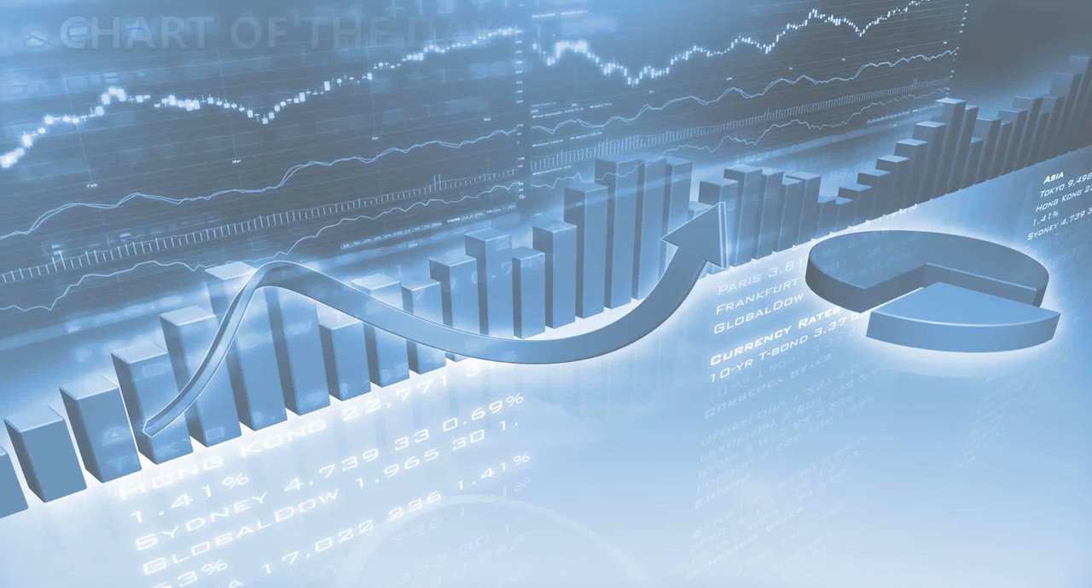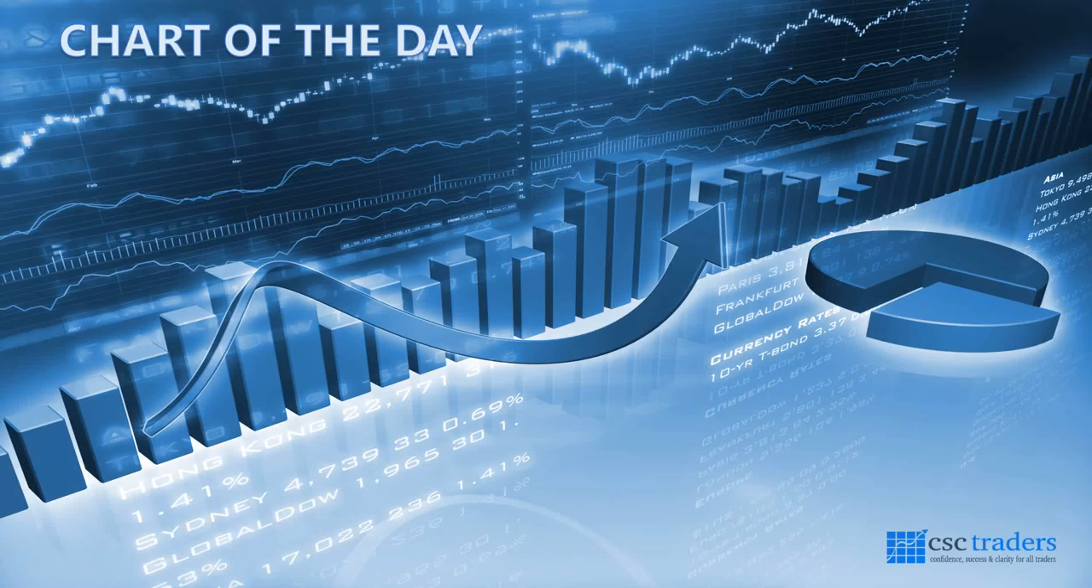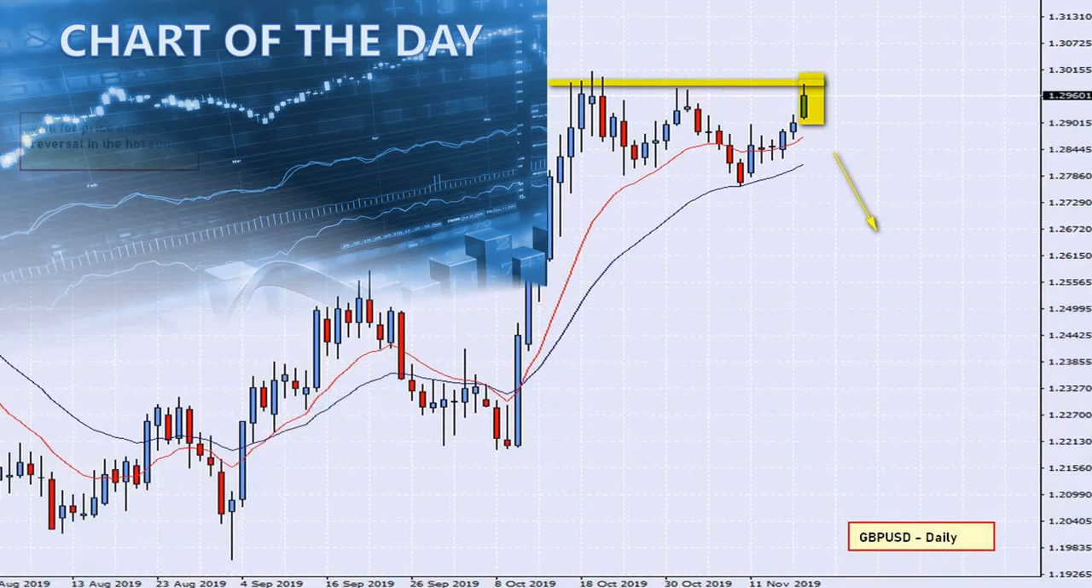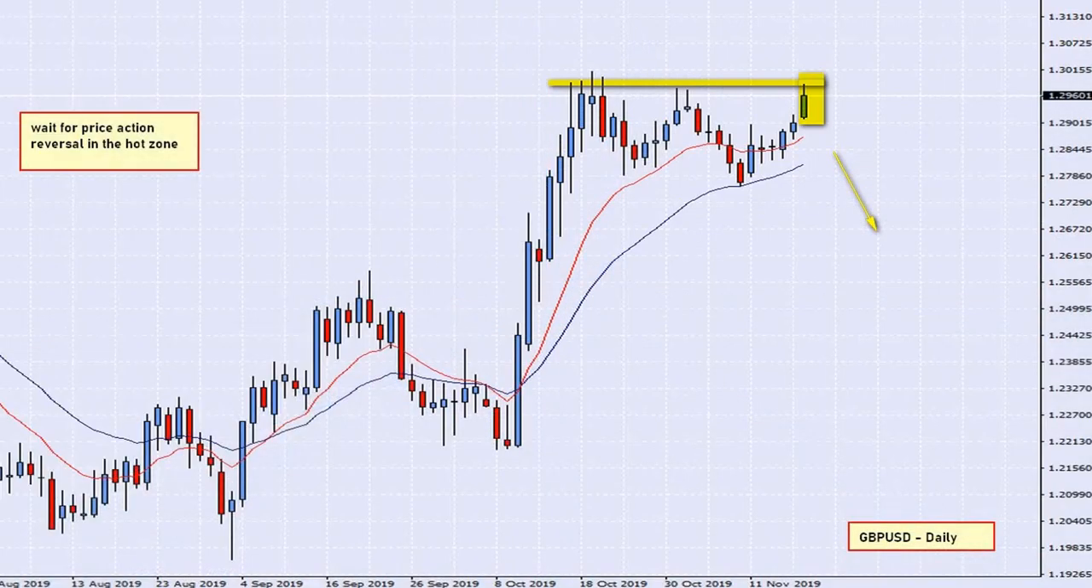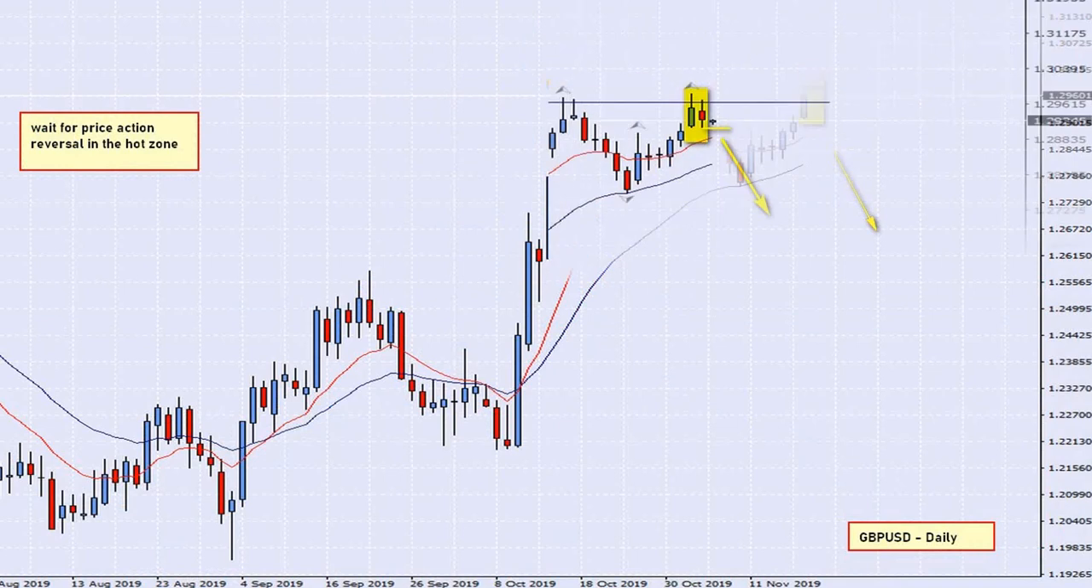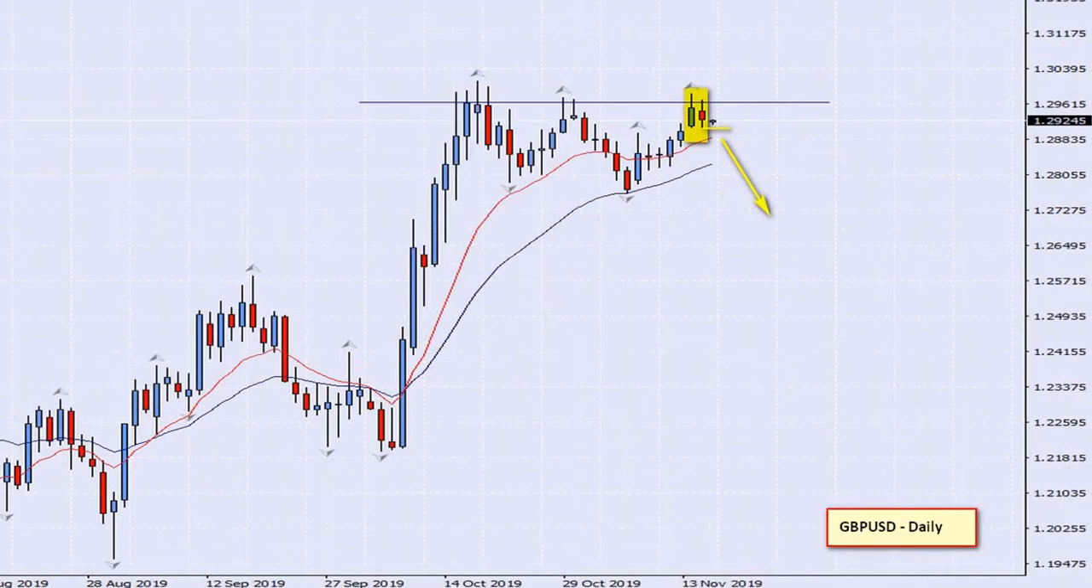All right, time now to have a look at our chart of the day. Firstly, let me remind you the chart that I showed you yesterday was a GBP USD on a daily timescale. Now, I said let's wait and see if we can produce the pattern that we're looking for. Consequently, this is what's happened. We have now produced the inside candle reversal pattern right here, which is on the hot zone. So we can place our pending order at the break of the inside candle in the downward direction.